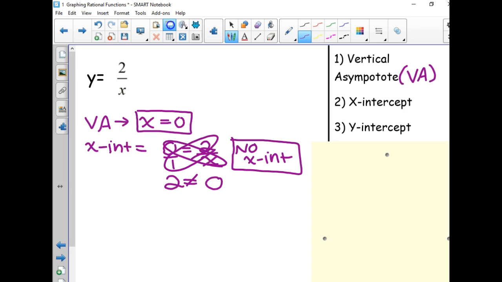The y-intercept. What does it say in your notes for the y-intercept? Set x equal to 0 and evaluate. 2 divided by 0, does that work? No. 2 divided by 0 does not work. You plug that in your calculator, you're going to get an error. It's undefined. There's no y-intercept.